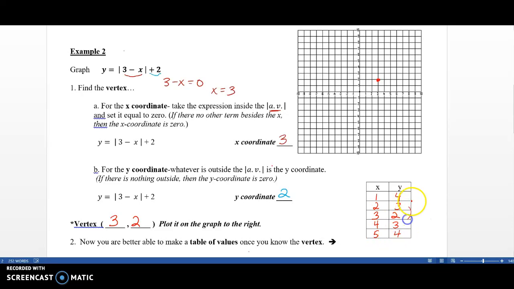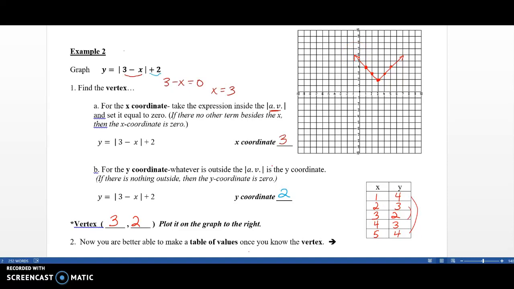And if you notice the pattern here, that's actually supposed to happen. If you plot points on either side of your vertex, you will see a mirror pattern. I'm going to plot those points. 1, 4 is right here. 2, 3; 4, 3; and then 5, 4. And of course, that takes the shape of a V. So that's a good way to check yourself. If your graph does not look like a V, something went wrong, either in your math or in your plotting of the points.